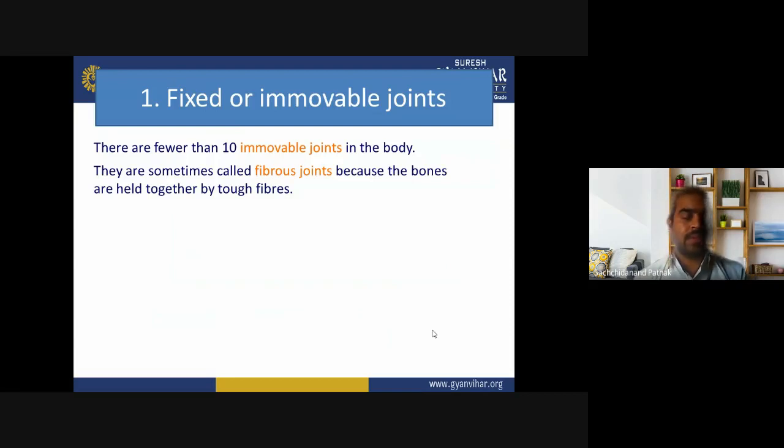Now, if you remember in the earlier slides, we divided the joints according to the movement and according to the tissue. Okay. Now here you can see the immovable joints are composed of fibrous joints. They are sometimes called fibrous joints because the bones are held together by tough fiber. Because it is immovable, it cannot be moved, so it needs to be tough and hard, so it is also called the fibrous joint.